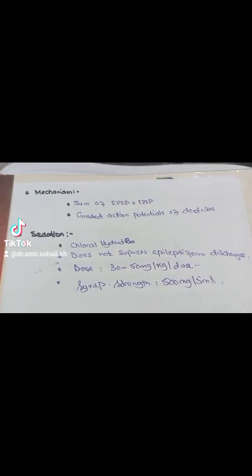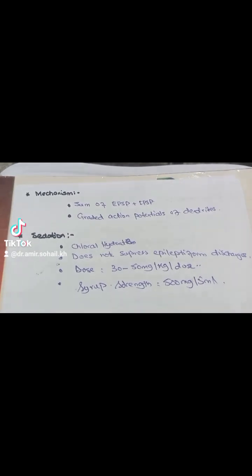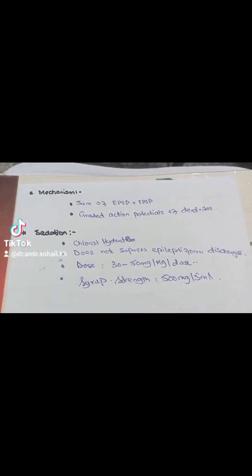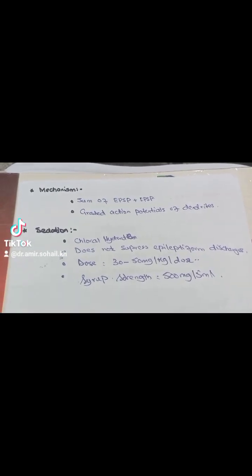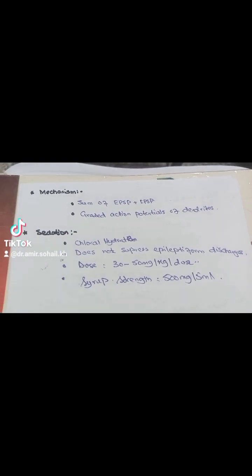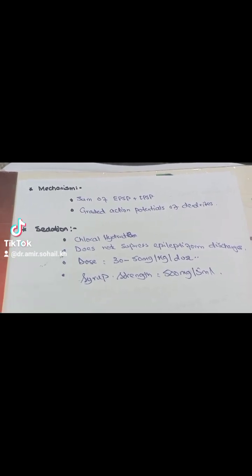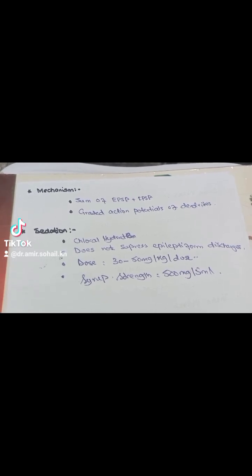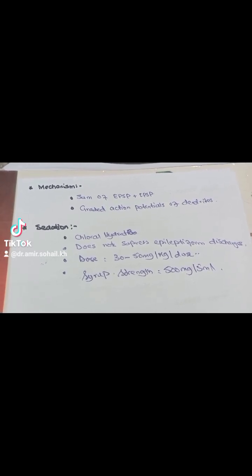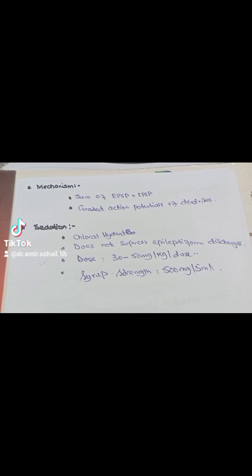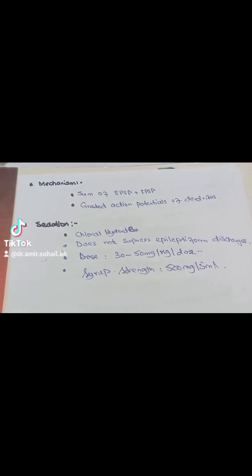The mechanism of electroencephalography is the sum of excitatory postsynaptic potential and inhibitory postsynaptic potential. These are basically graded action potentials of dendrites of the cerebral cortex to be recorded on an EEG paper.